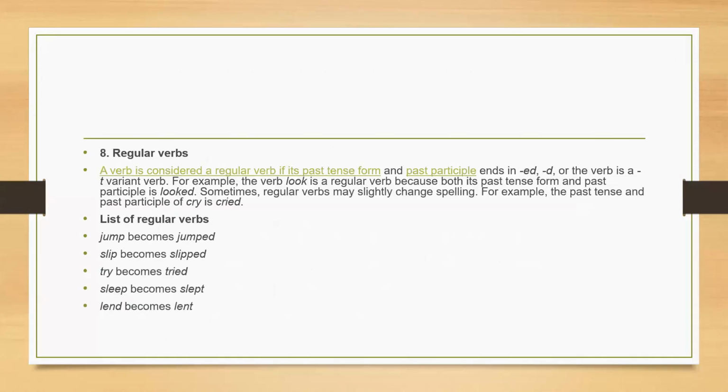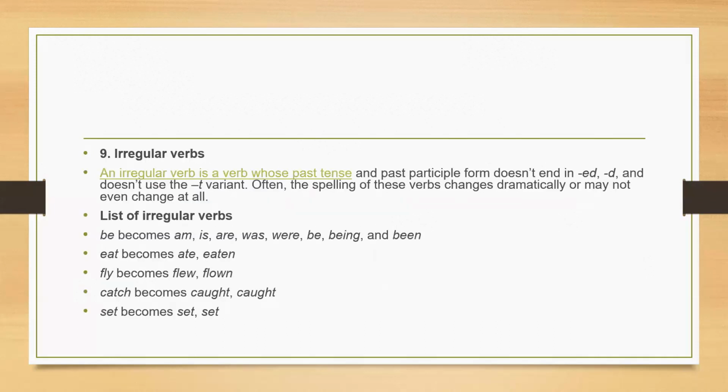Regular verbs. Regular verbs are those verbs whose past tense and past participle end in ed. So jump, jumped, sleep, slept, try, tried. These are regular verbs. And there are irregular verbs. In irregular verbs, the form is changed. Like am, is, are becoming was, were. Eat will become ate, eaten, not eated. Wrong form. Fly becomes flew, flown. Catch becomes caught, caught. Say becomes said, said.